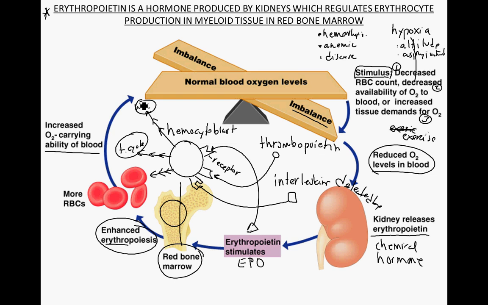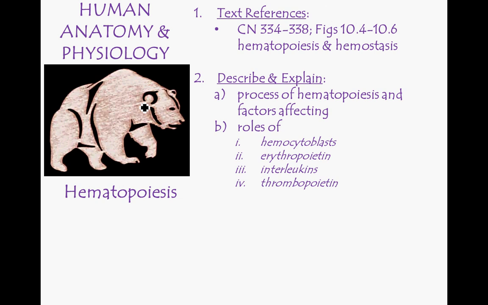And I think that's about it. So you should be able to describe and explain hematopoiesis and some factors that are going to affect hematopoiesis, and then be able to describe the roles of, in general, what hemocytoblasts are, and when and what erythropoietin is used for, interleukins, and thrombopoietin.